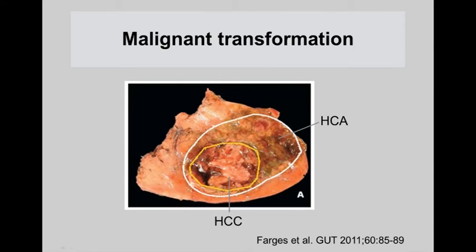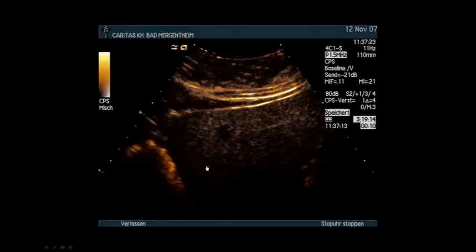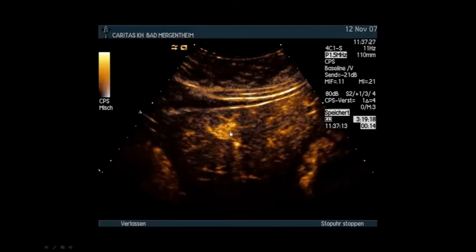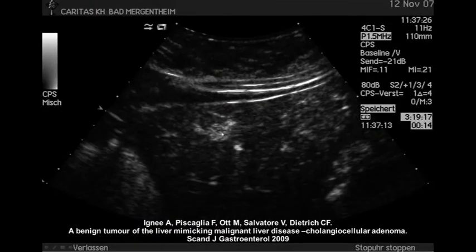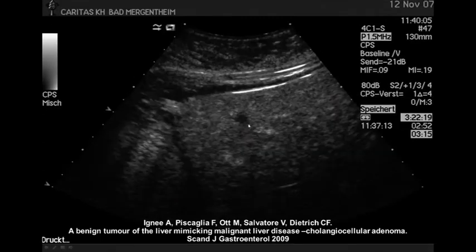In our experience, most malignant transformation is at the edge of HCA or at different locations. The malignant transformation is a big issue still not solved. The entity of cholangiocellular adenoma: this is an arterial hyperenhancing lesion right here. And you can see in the arterial phase, hyperenhancement, in the portal venous phase, hypoenhancement, because not only hepatocellular adenoma, but also cholangiocellular adenoma show hypoenhancement due to lack of portal vein branches.